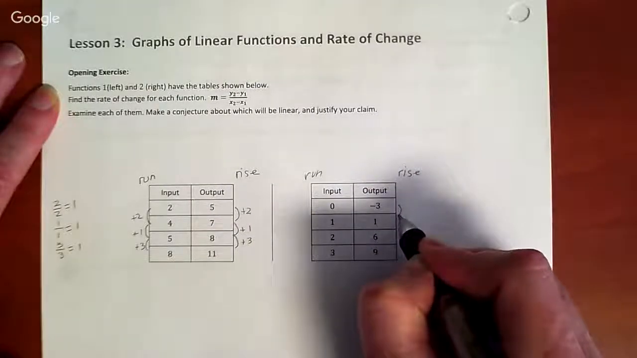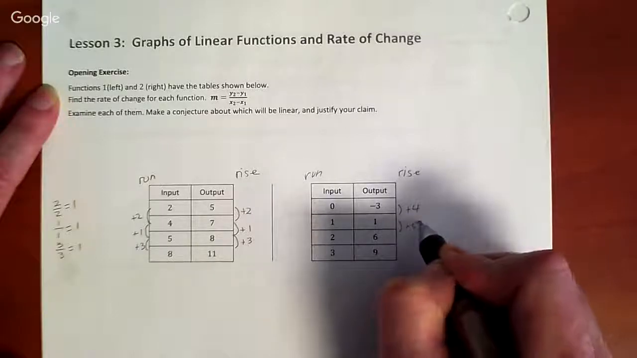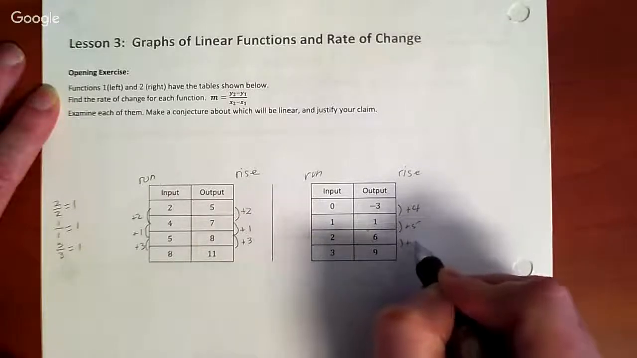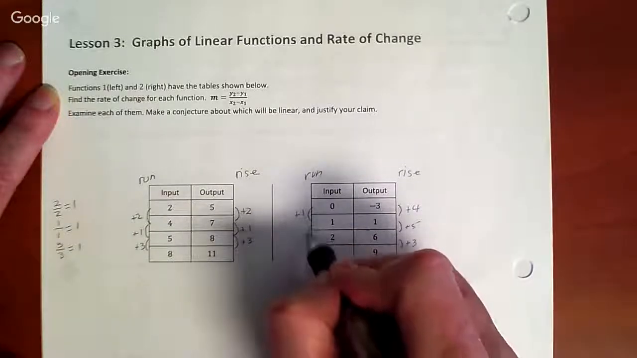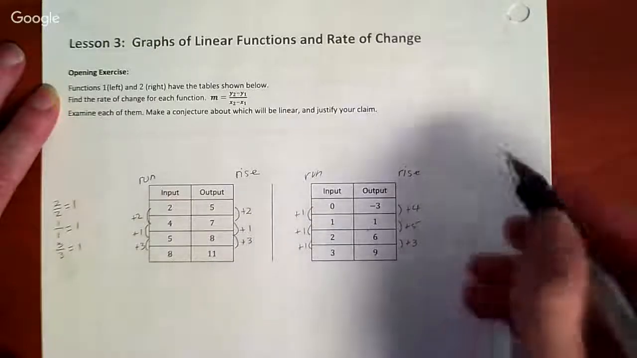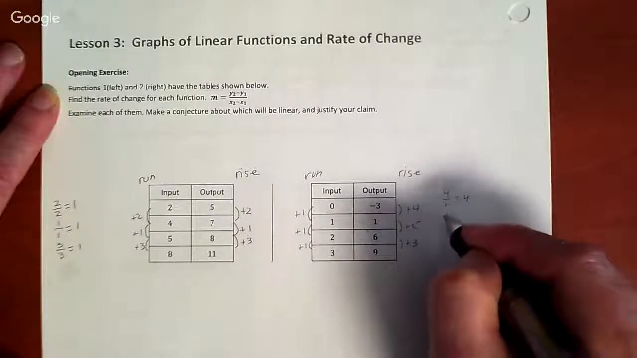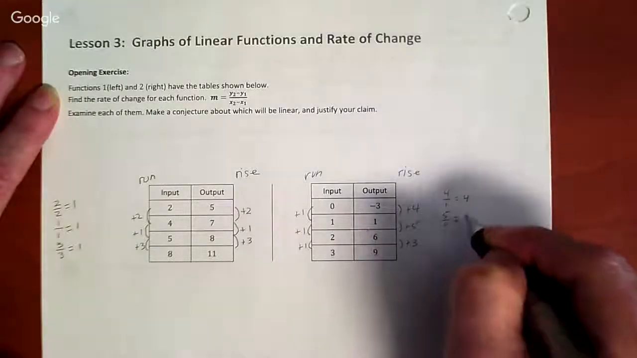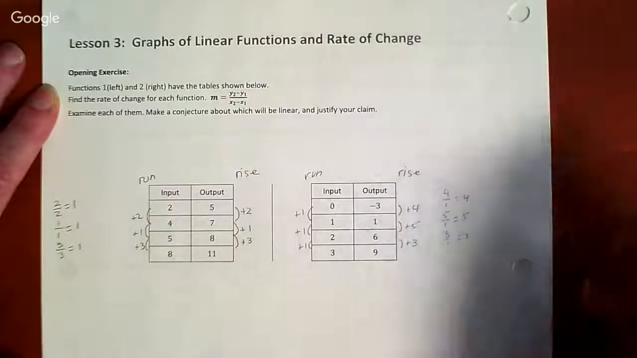Here, for rise over run, I have a +4, a +5, and a +3. Here I have a +1, +1, and a +1. So I have 4 over 1, which is 4, 5 over 1, which is 5, and 3 over 1, which is 3.